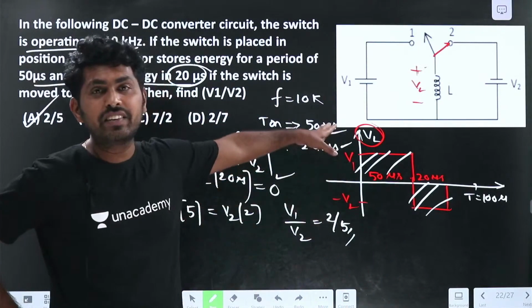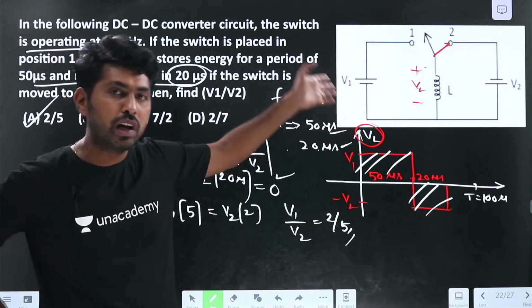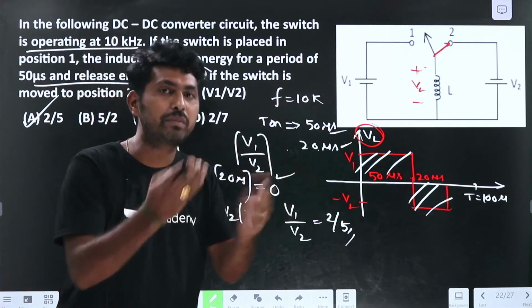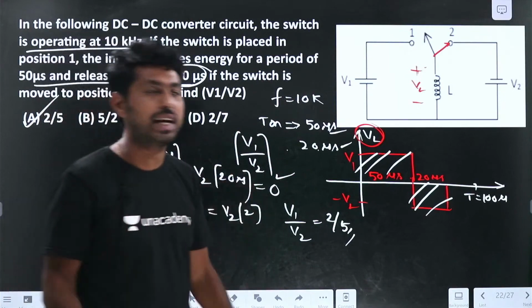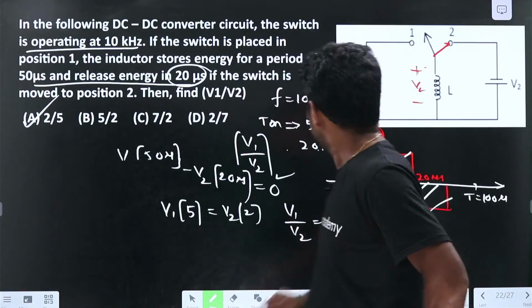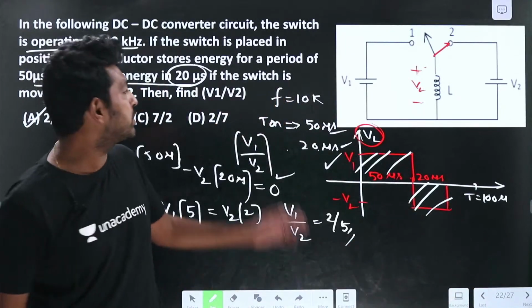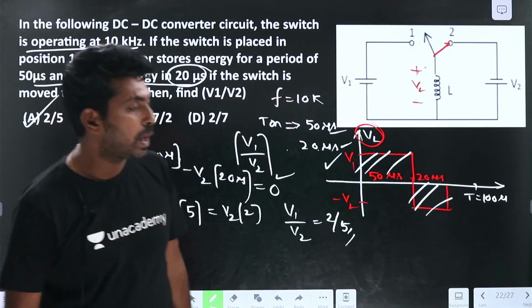So now we are clear with this concept, right? I told that it is operating in the discontinuous conduction mode. So if they ask for V1 by V2, we need to apply the volt-second balance. For that, we need to draw the VL waveform. If I draw the VL waveform, within seconds you can solve. By observing the circuit also you can tell that.